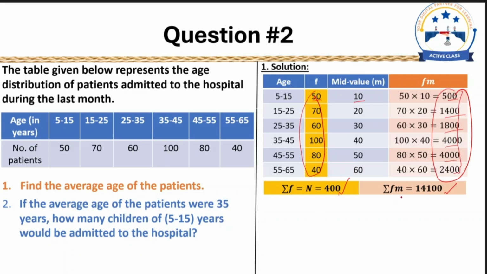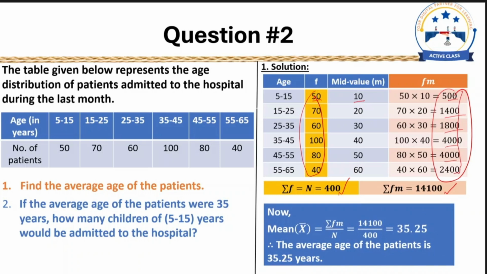After getting these two values, the mean is just the division of summation FM and summation F, right? Let's calculate the mean. X bar equals summation FM by N. Summation FM is 14,100 and N is 400. If you divide it using your calculator, then you'll get 35.25. This means the average age of the patients admitted to the hospital during the last month is 35.25 years. This is all about the first question.